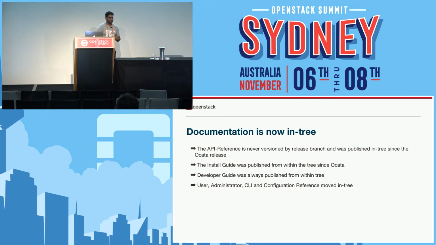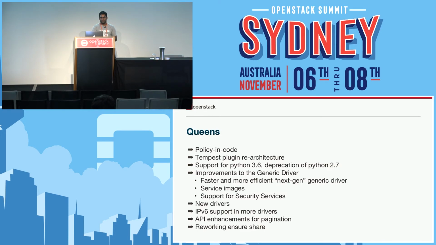And one important thing for us, as contributors and developers in this space, is that we brought in all of the documentation in tree as part of the wider effort in OpenStack. So we used to have the API reference and the install guide published from tree. We now publish the user guide, the administrator guide, the CLI reference, and the configuration reference from tree. So we have lesser chances of going wrong with documentation, but I'm not saying the problems are all gone. We're trying. This is an improvement to us to write better and more useful documentation.